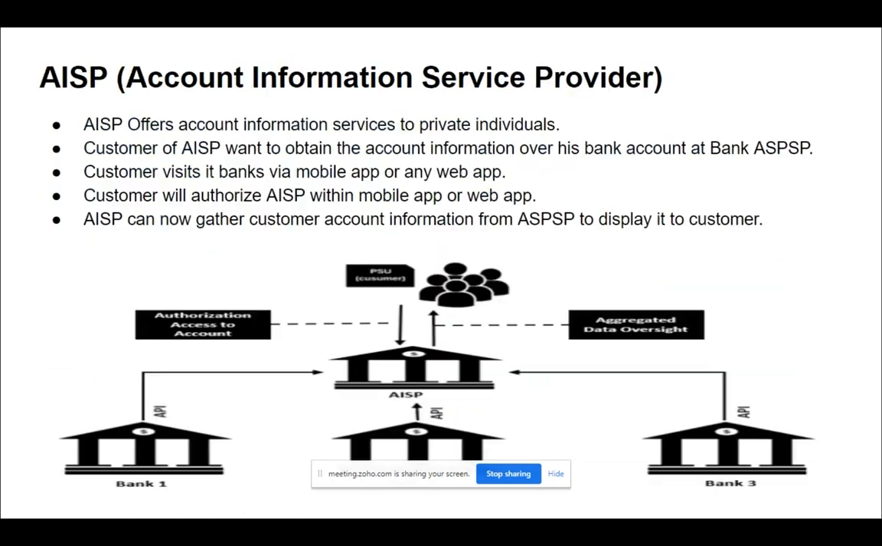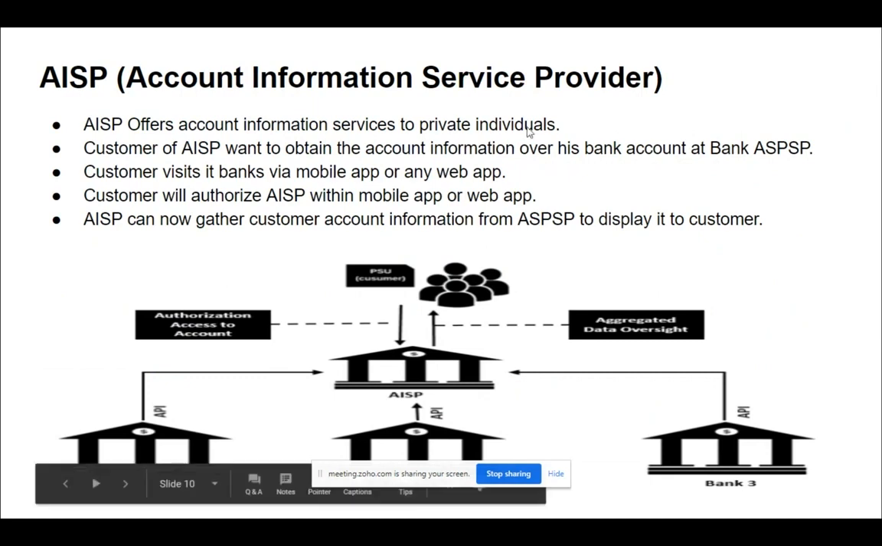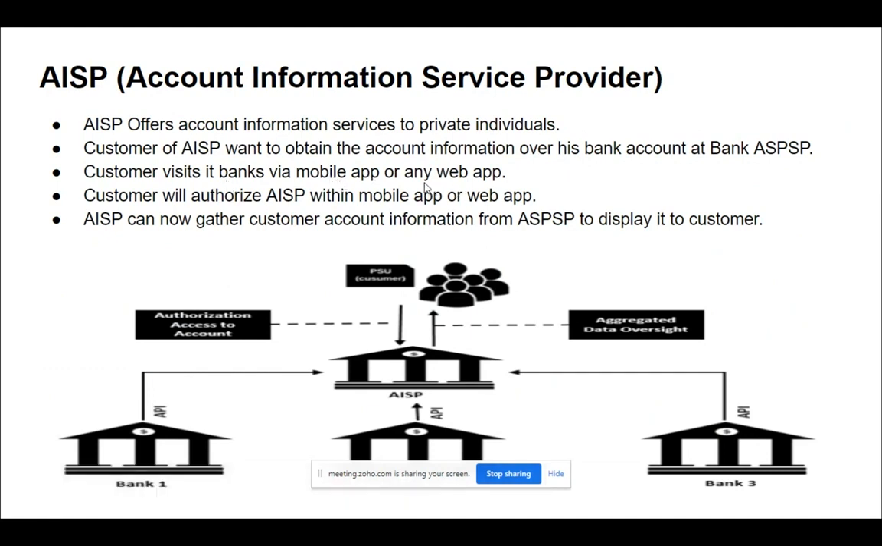Okay, next, this is how an AISP looks. An AISP offers account information service to the private individual customer. The AISP wants to obtain the account information of his bank account at a bank ASP. The customer visits his bank mobile app or web app, which we have discussed. You can go to any third party web portal and try to access the APIs. The customer will authorize the AISP within the mobile app or the web app. We have seen that there is a mechanism called strong customer authentication, a mechanism called consent management, and even the third party gets authorized using OAuth security. So we have seen that an AISP can gather the customer information from the PSP to display it.